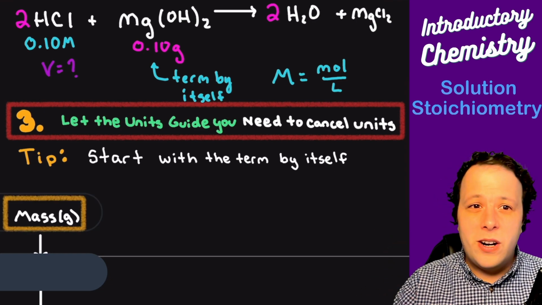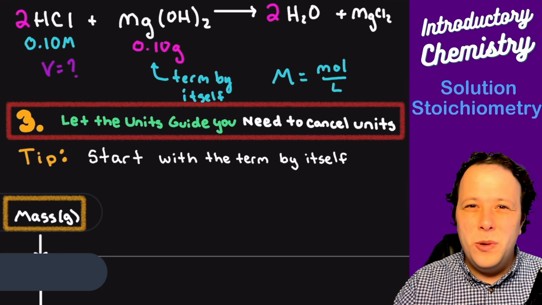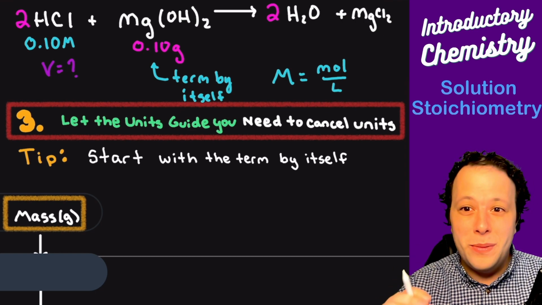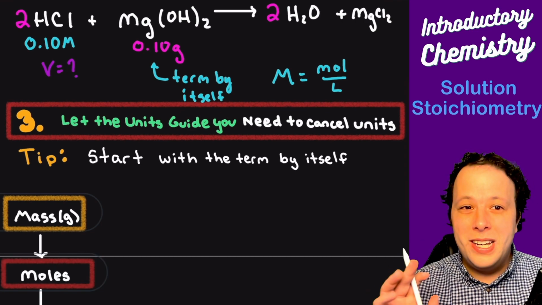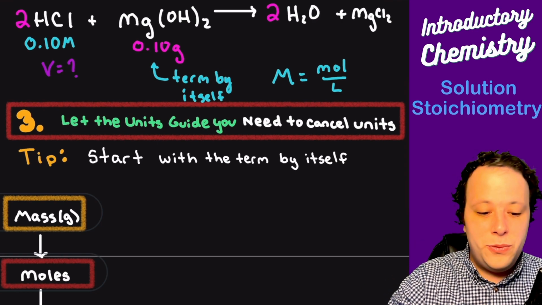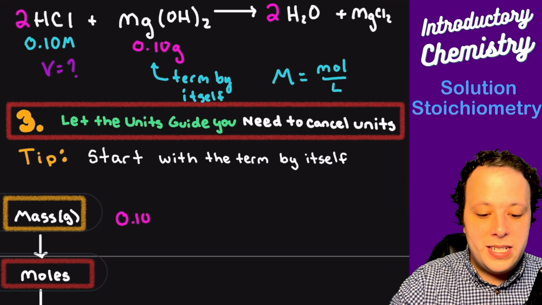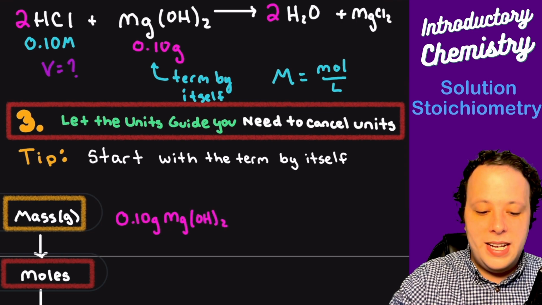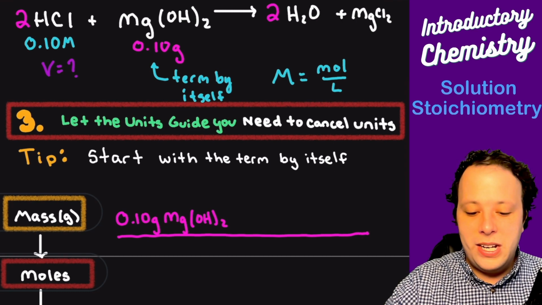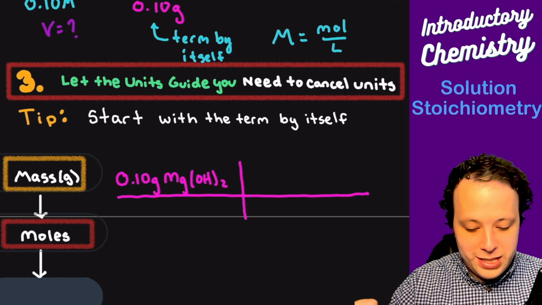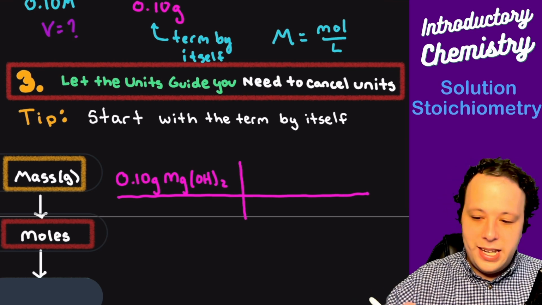So what we're going to start with first is our mass. And well, what can we always convert these to? If you can remember, what is your goal in terms of conversions? It's always the mole. Can you convert mass to moles? One way that you can always do that is to use molar mass. So what we're going to do is take 0.10 grams of magnesium hydroxide and convert that to moles using our molar mass. So we'll look up our value from our periodic table, and this is going to allow us to calculate what that is.